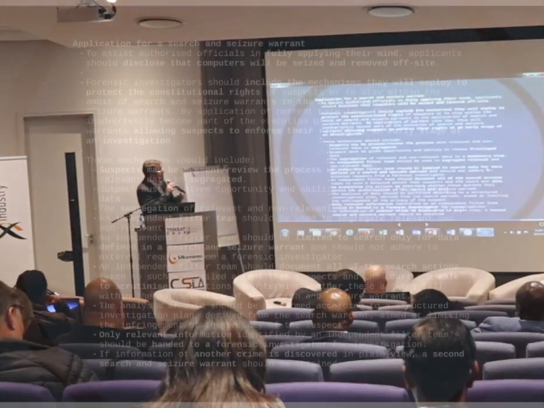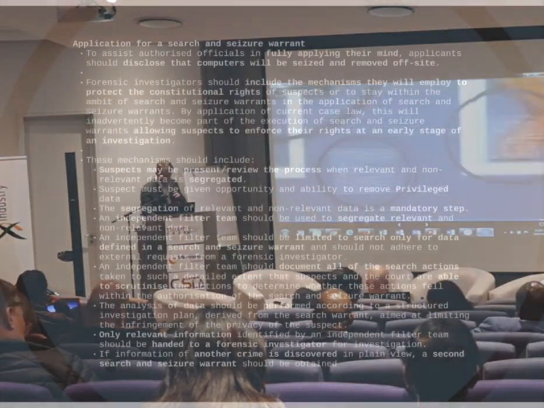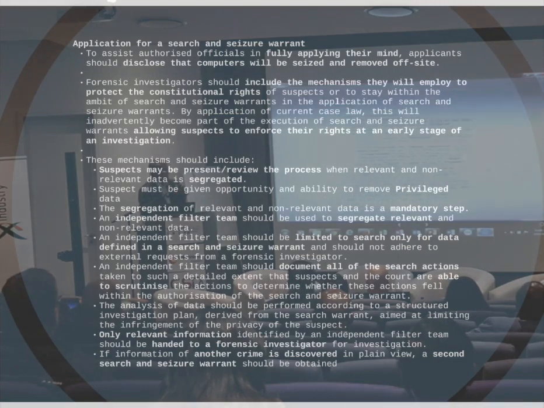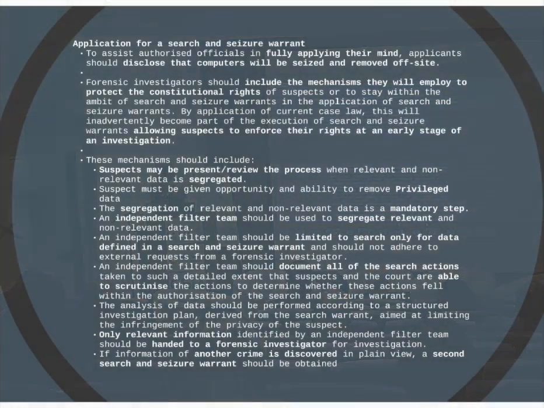So by basically studying international situations and what is acceptable, I've come up with a number of things, advice in terms of the procedures that should be taken. So number one, the presiding officer, the judge, must be informed that they will be seizing computers. Forensic investigation should include the mechanisms they will employ to protect constitutional rights of the suspect. For example, what are they going to search for? These mechanisms should include that the suspect may be present, or review the process of how the police are searching through his computer. Now, it's not practical to have the suspect present, but it should be documented and reported on, for example, in the trial. What were they searching for?